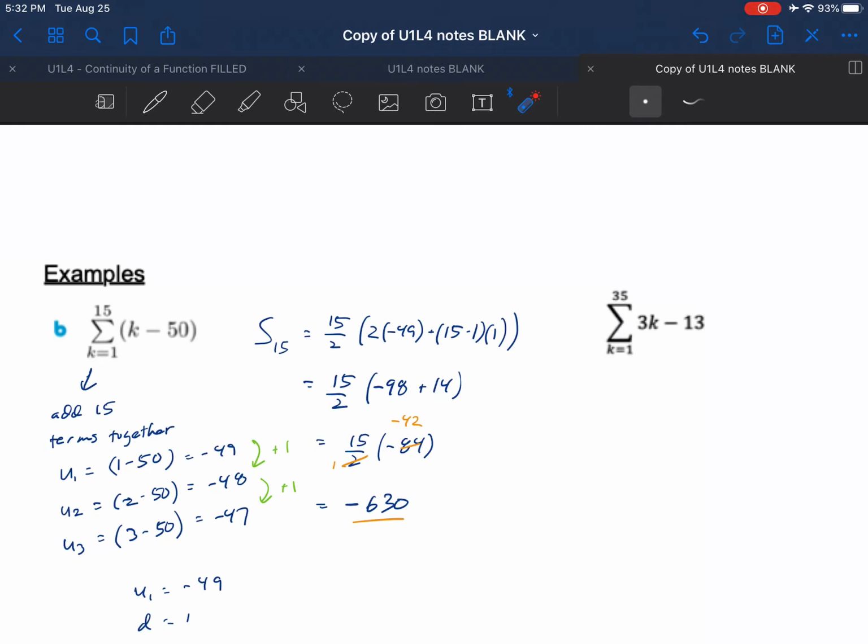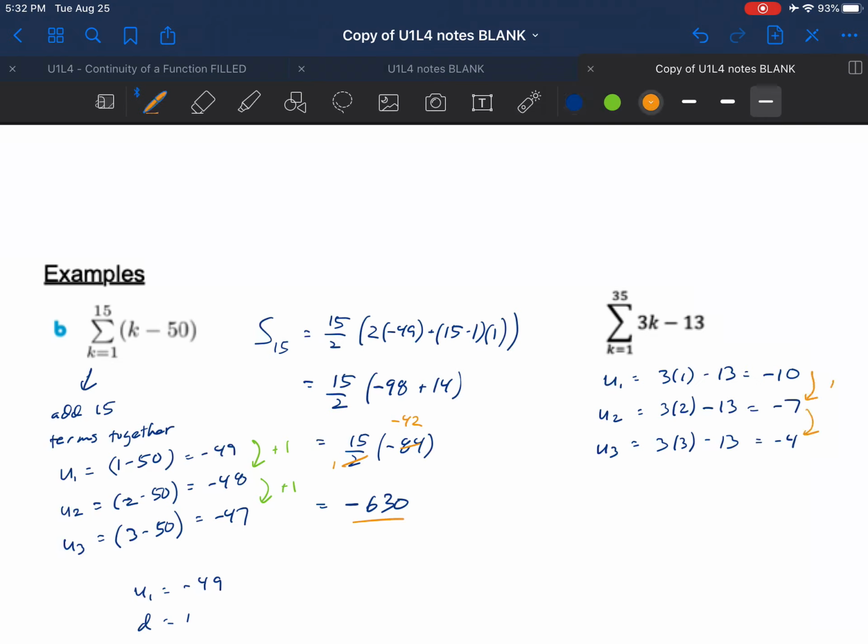Okay, let's do the same thing here and look for a pattern. I'm going to start again by writing out the first few terms. U sub 1, well, that's 3 times 1 minus 13, which is -10. U sub 2 is 3 times 2 minus 13, so that's 6 minus 13, that's -7. U sub 3 is 3 times 3 minus 13, which is 9 minus 13, which is -4. Okay, so now I see the pattern again: every time we're adding 3.